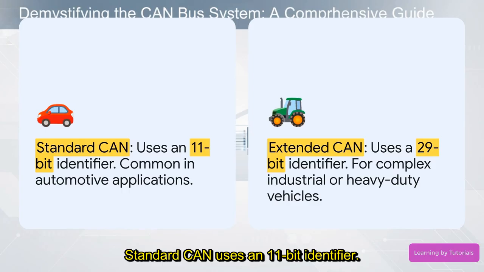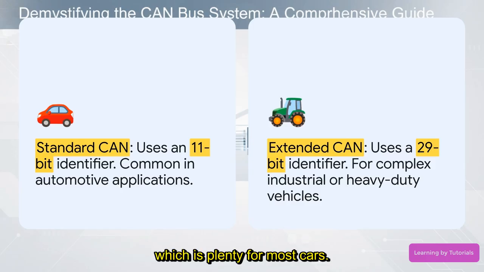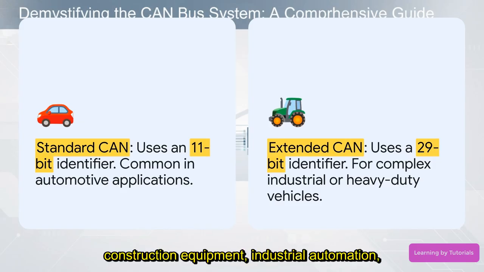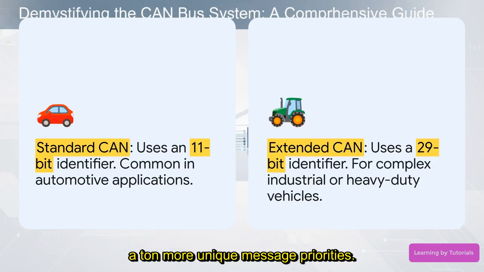Now you're going to run into two main flavors of this data frame. Standard CAN uses an 11-bit identifier. That gives you over 2,000 unique message IDs, which is plenty for most cars. But for really complex systems, think heavy-duty trucks, construction equipment, industrial automation, there's extended CAN. That uses a 29-bit identifier, which gives you, well, a ton more unique message priorities.